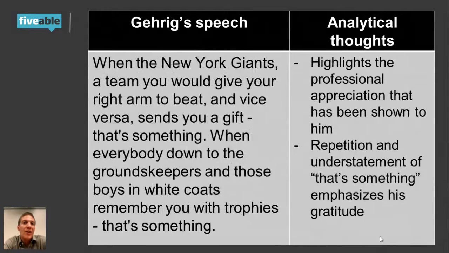And then he says, when the New York Giants, a team you would give your right arm to beat. In other words, guys, on the Yankees, they're the two New York teams. They were big rivals. So that's what he means when he says a team you would give your right arm to beat, and vice versa. So big rivalry. So when the New York Giants sends you a gift, that's something. When everybody down to the groundskeepers and those boys in white coats remember you with trophies, that's something.